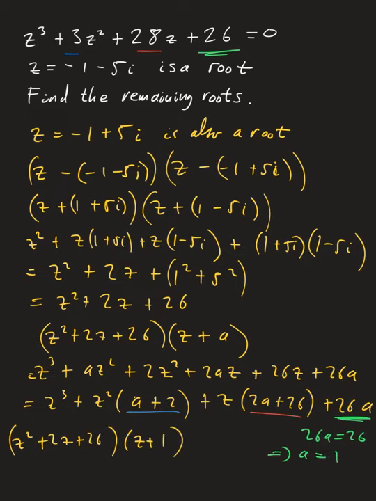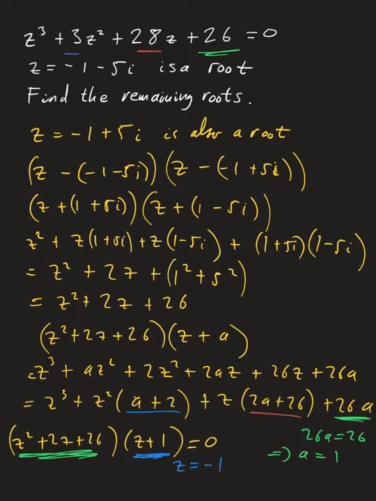And of course I have already the two roots associated with this factor, and I just want the root associated with this z plus 1 factor. And of course if z plus 1 is a factor of this equation, if that's equal to 0, then my final root is going to be z is equal to minus 1.